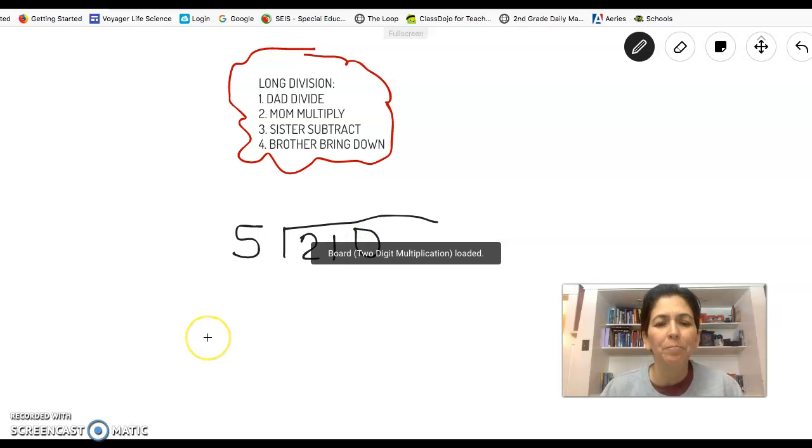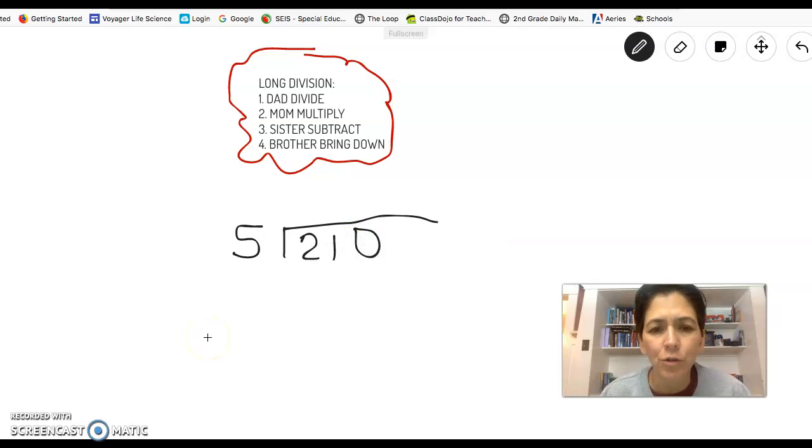210. Okay, 5 into 210. The first thing we're going to do is dad divide. That means we ask ourselves, can there be 5 groups into 2? No, you can't do 5 groups into 2. So instead of looking at 2, let's say how many groups of 5 are in 21.